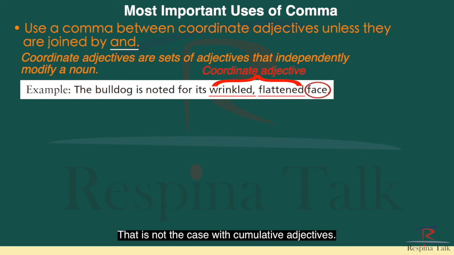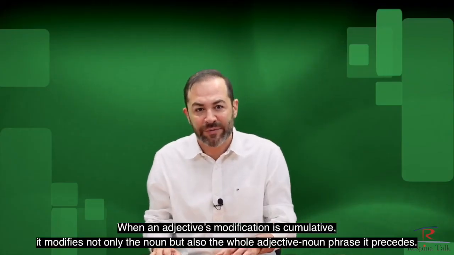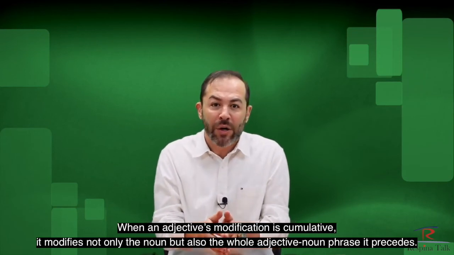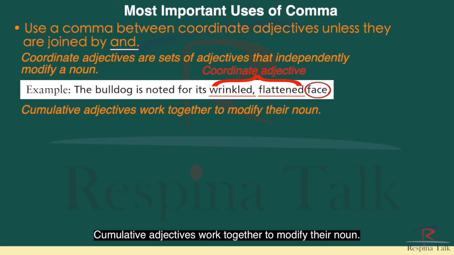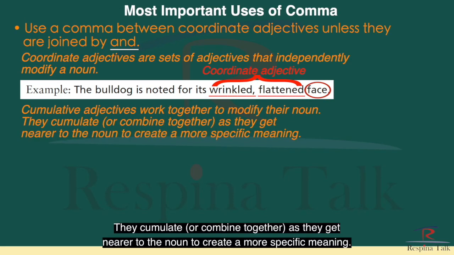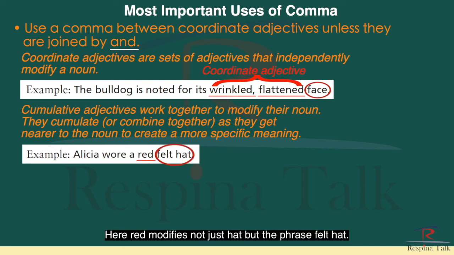That is not the case with cumulative adjectives. When an adjective's modification is cumulative, it modifies not only the noun, but also the whole adjective noun phrase it precedes. Cumulative adjectives work together to modify their noun. They cumulate or combine together as they get nearer to the noun to create a more specific meaning. For example, Alicia wore a red felt hat. Here, red modifies not just hat, but the phrase felt hat.